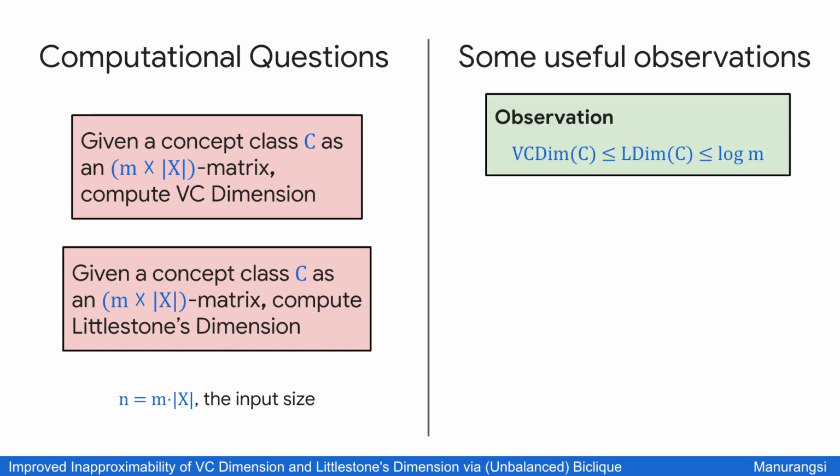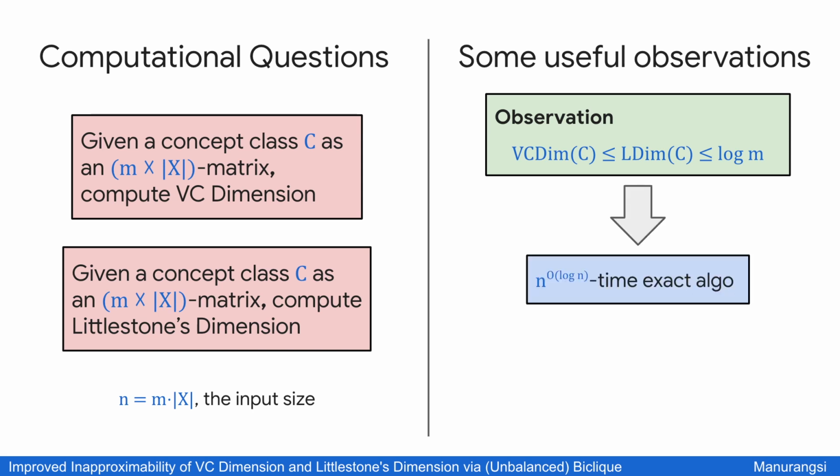Now there are a few useful observations. As I stated earlier in the previous slide, the Littlestone dimension is at most log of m, where m is the size of the concept class. And it's also not hard to verify that the VC dimension is no more than the Littlestone dimension.